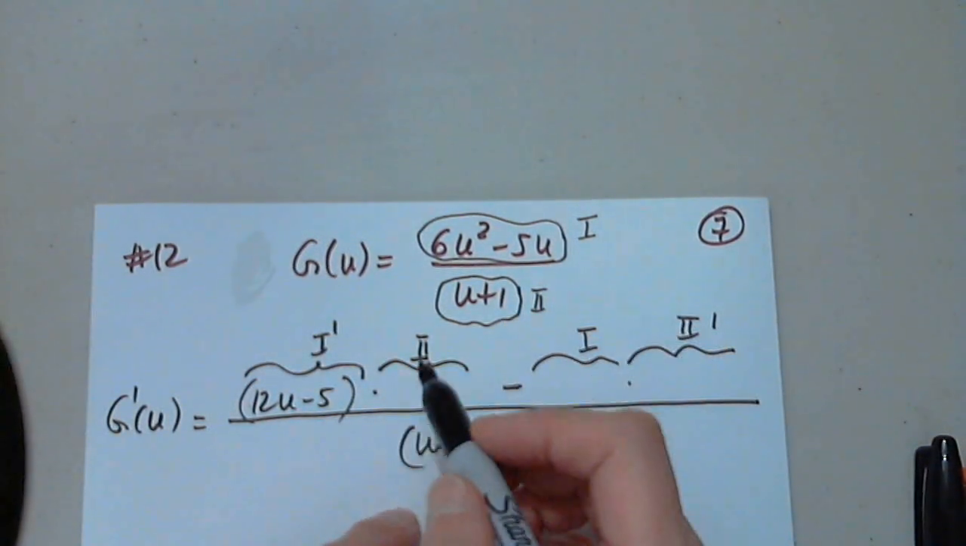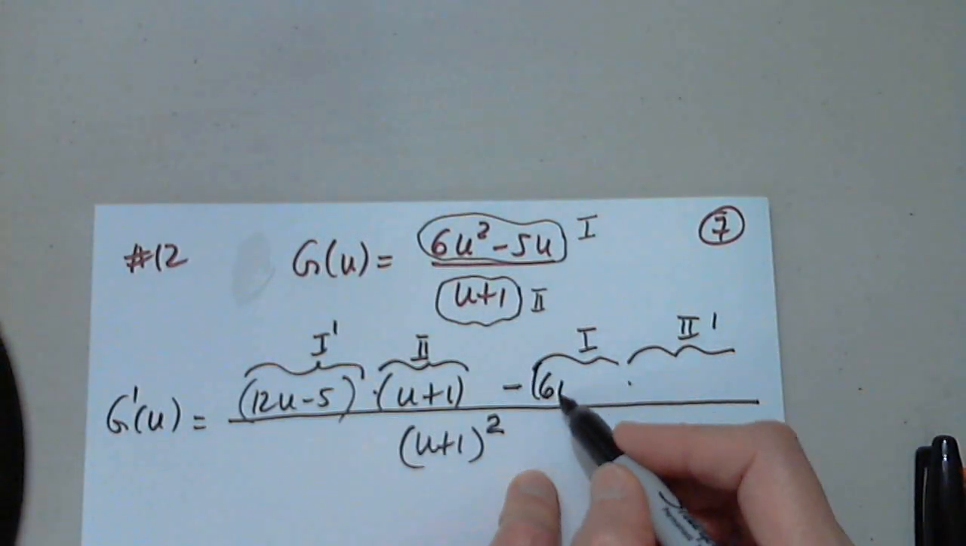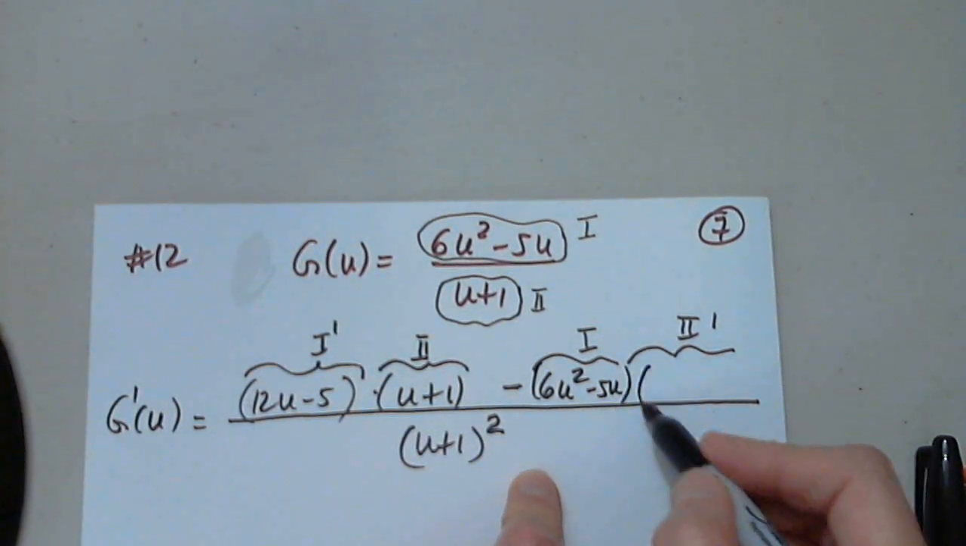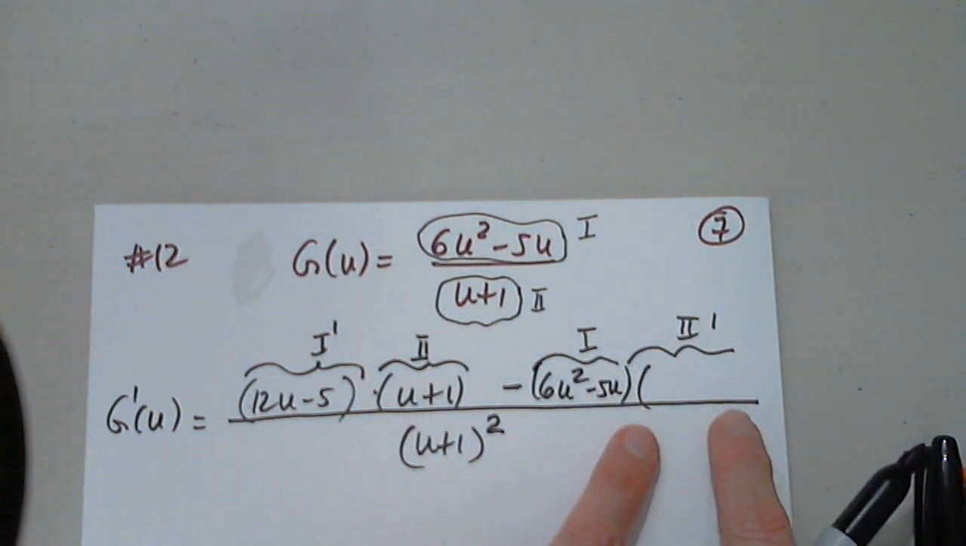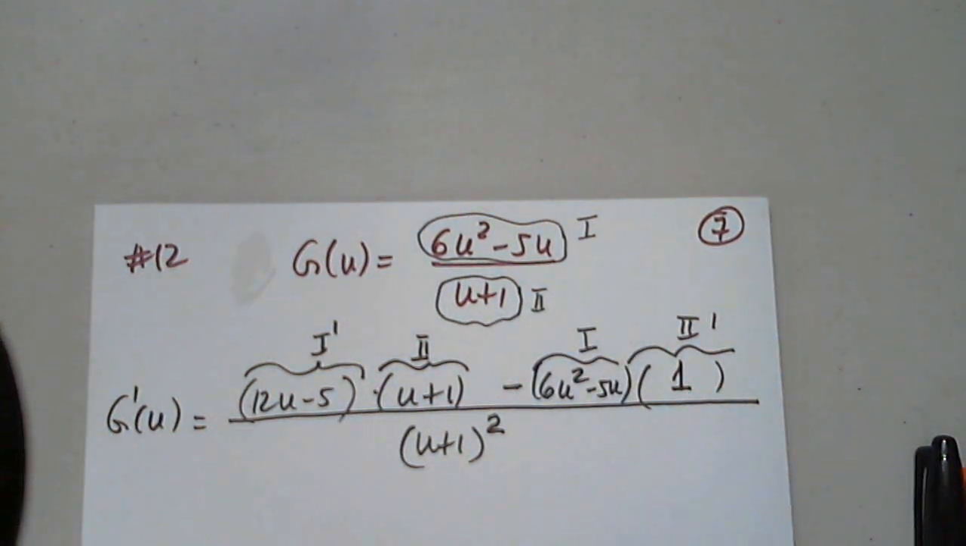Okay, can anyone give us the derivative of the numerator? 12u minus 5. Yes. Now I have to copy the denominator. I have to copy the numerator. And now can anyone give us the denominator prime? 1. Exactly. I don't even have to write it.